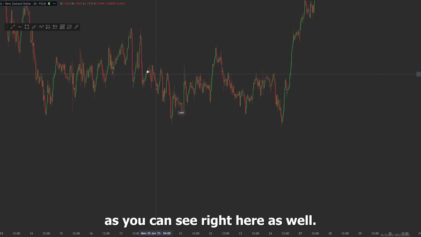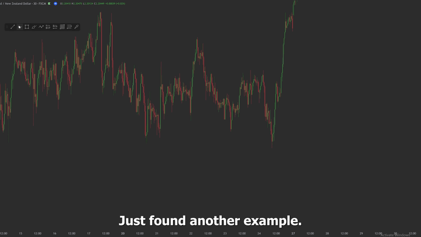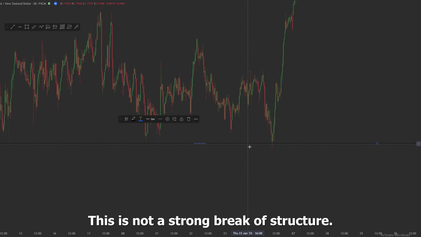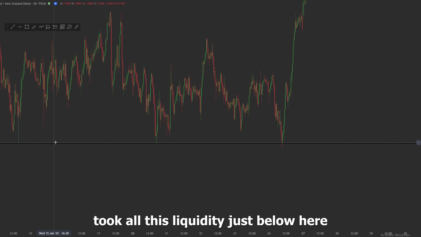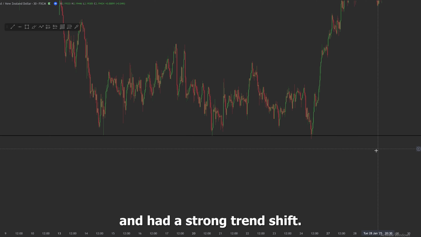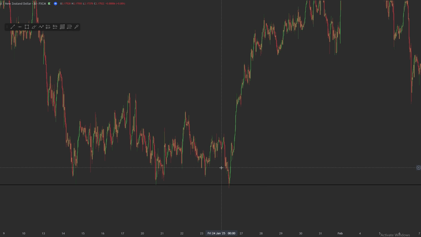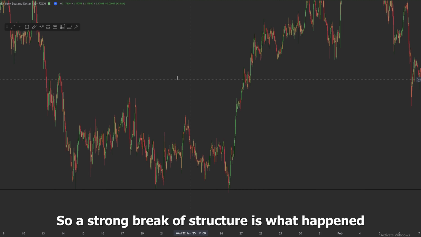As you can see right here as well, just found another example. This is not a strong breakout structure. As you can see, it wicked through this, took all this liquidity just below here and had a strong trend shift. So a strong breakout structure is what happened right here.